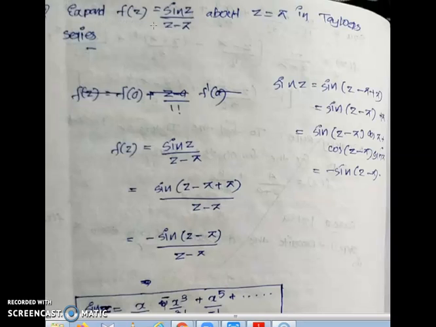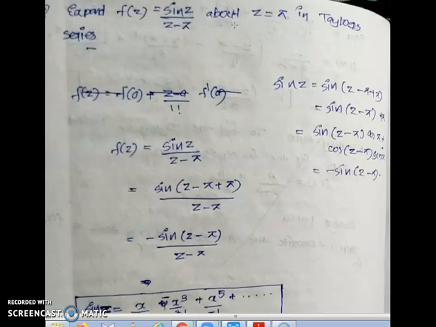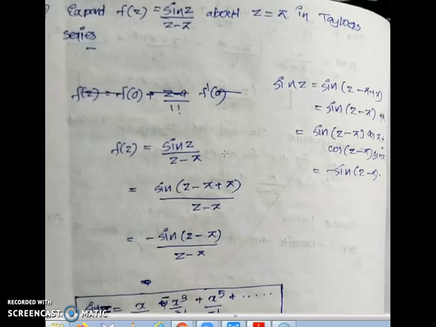Okay, next question: expand f of z equal to sin z by z minus pi, about z equal to pi in Taylor series. So f of z is sin z by z minus pi. Here, by making an adjustment, we can make it into the Taylor series expansion. This is an important question only.